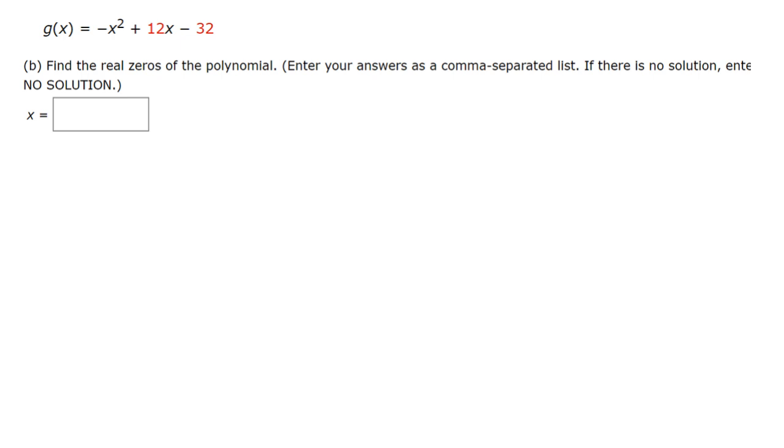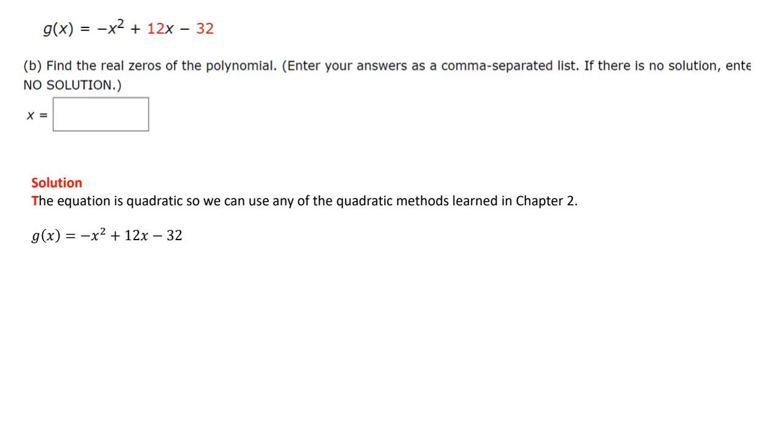So let's continue with the same problem to be able to graph. It says find the real zeros of the polynomial. Enter your answer as a comma separated list. Here, to do this, I can use the quadratic equation that we learned in chapter 2 to find the real zeros.